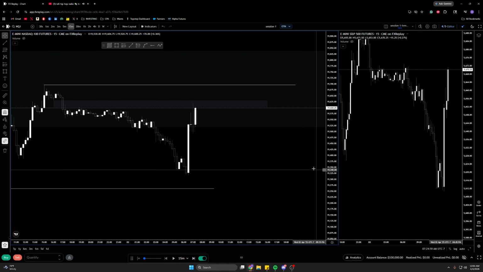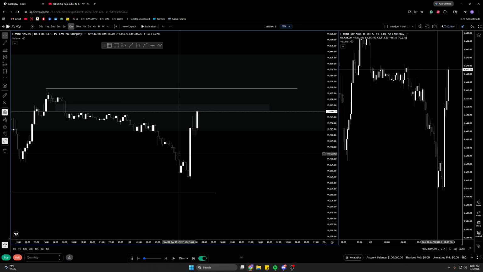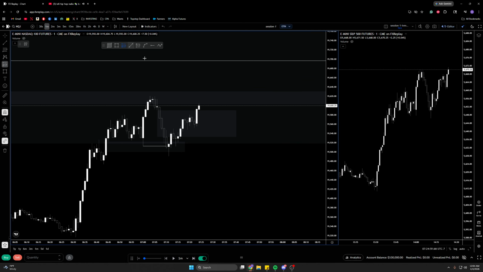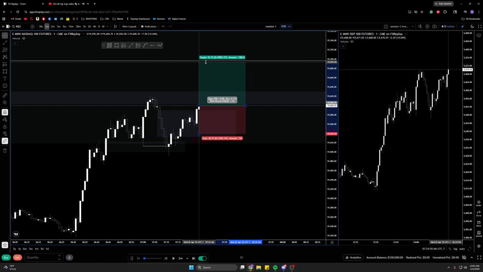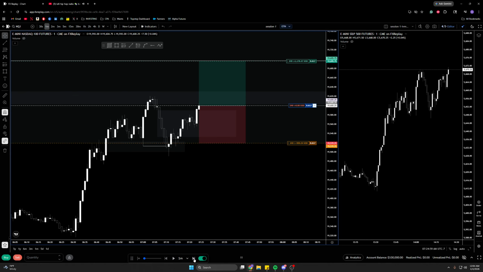I don't want to be going against it. I don't want to be looking for shorts just yet, because we also have this big huge 15-minute fair value gap here. We're looking insanely bullish. This honestly does not seem that bad, to be honest. So I'm gonna go ahead and take this order. We're gonna do one. Let's go ahead and save.